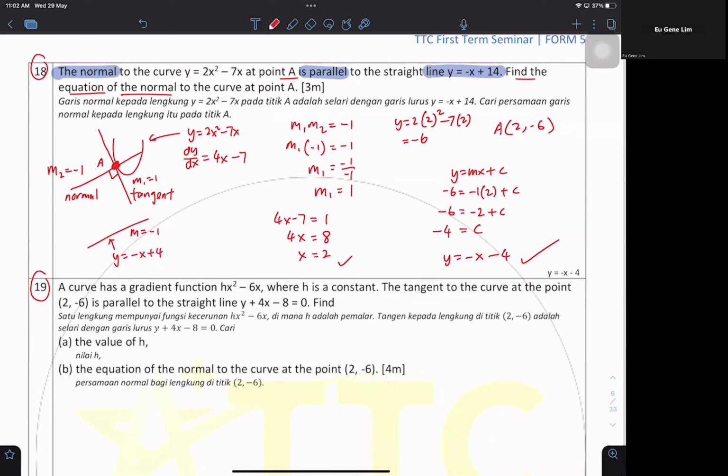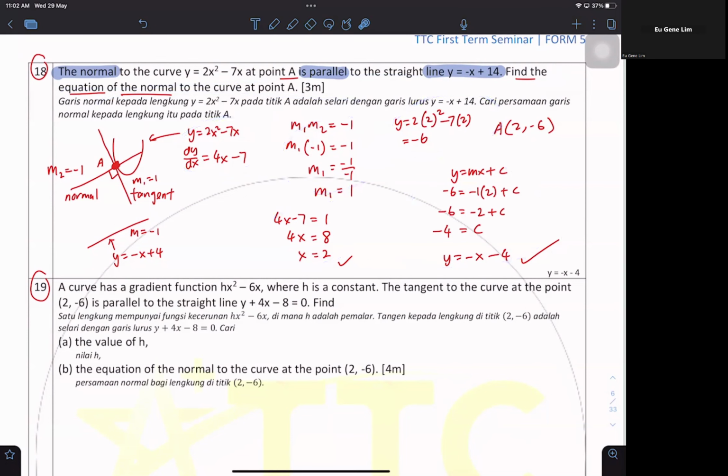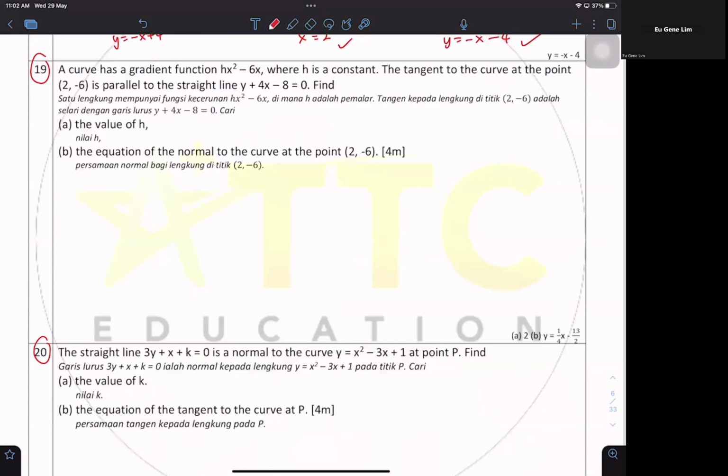Okay, good. You see, this question is very short but you need to do a lot of things. You need this one, and then this one, then you need to find the y, and then you have to find the equation, right? Okay, let's continue. Number 19.